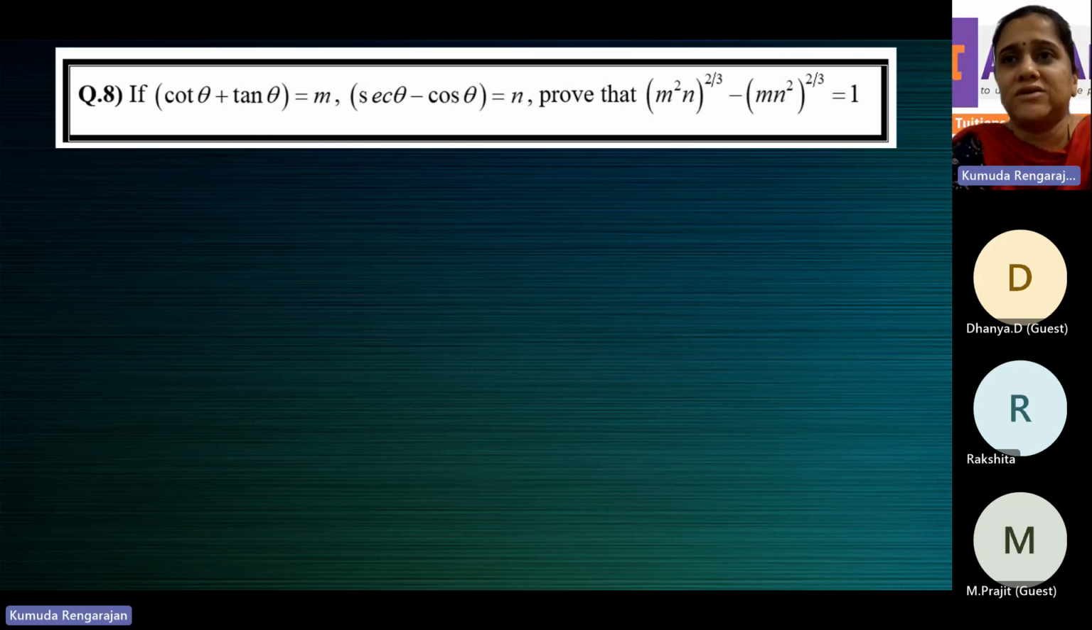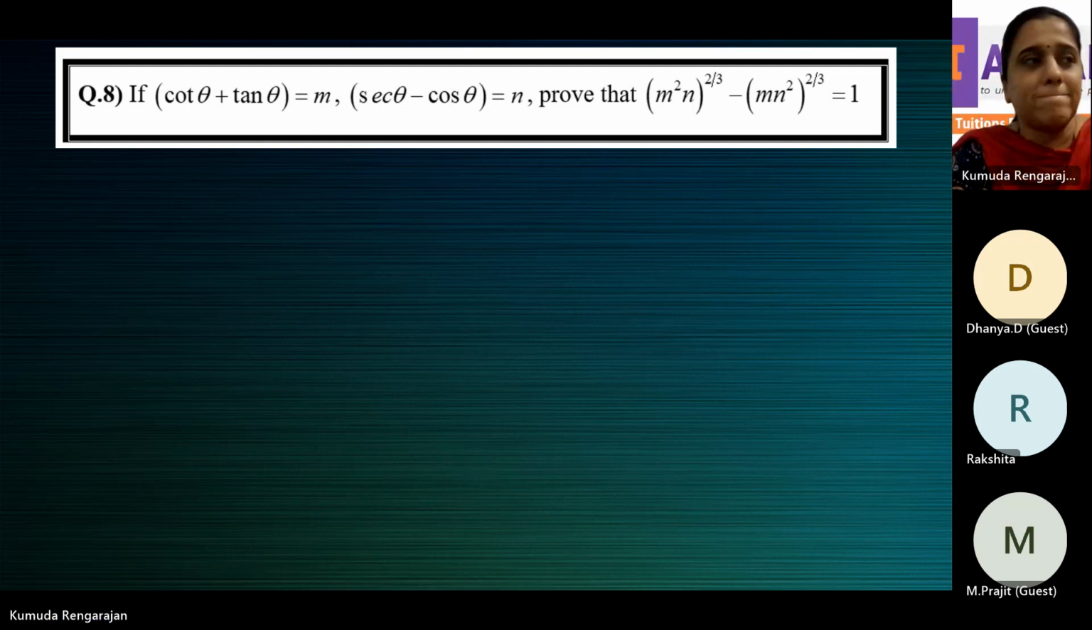See, when the expressions are not related, like in this one, M is cot theta plus tan theta, N is secant theta minus cos theta. See, like if M is tan theta plus sine theta and N is tan theta minus sine theta.